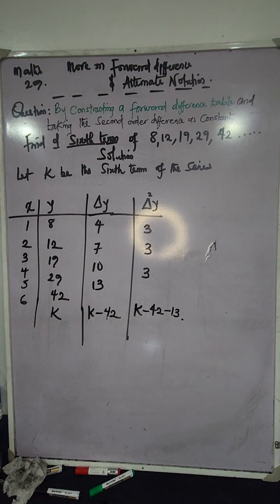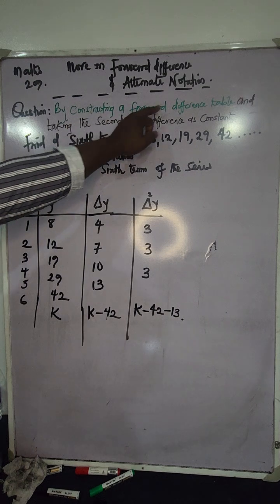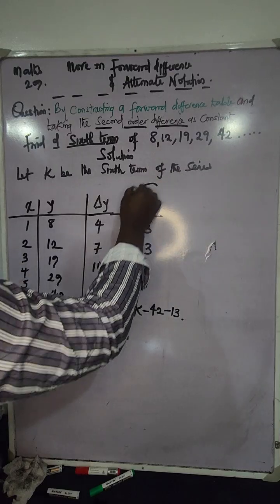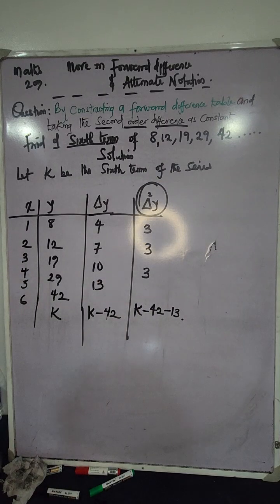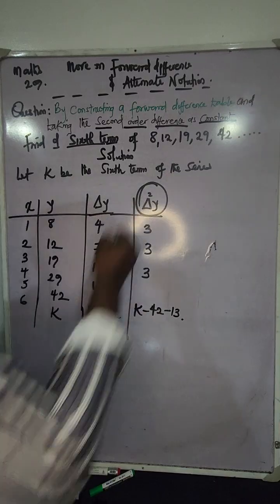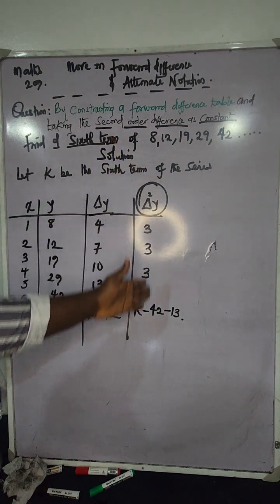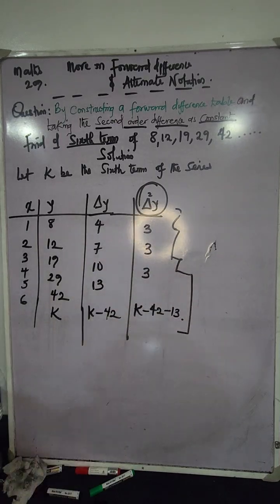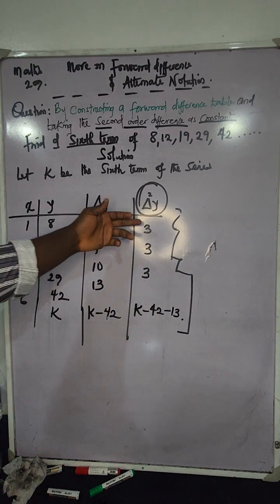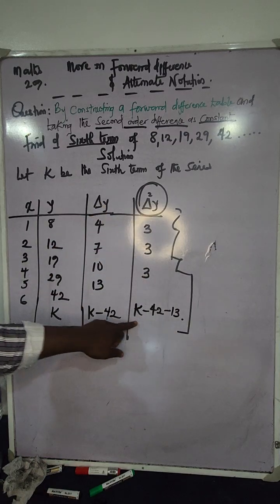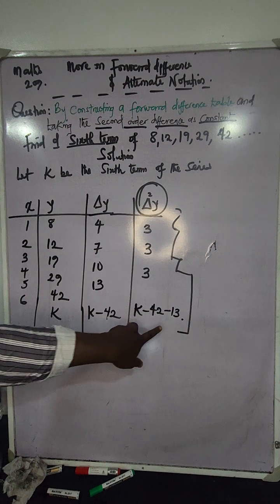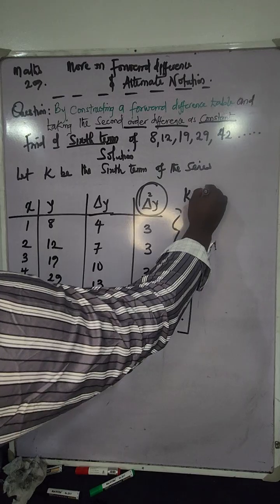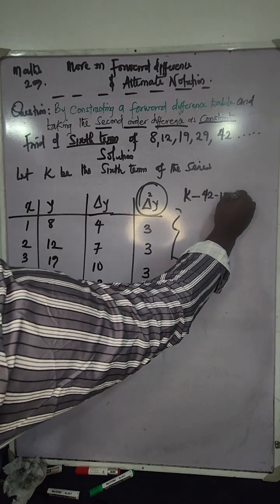But the question says by constructing a forward difference table and taking the second order difference as constant. So this is the second order difference. What we believe is that everything on this particular edge of the table is constant, right? So we have 3, 3, 3. Since we're not having 3 here, we equate whatever we see here to be 3. So we have k minus 42 minus 13 equals 3.